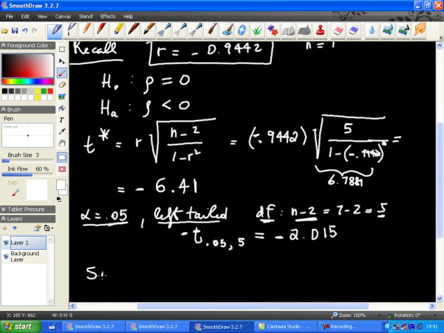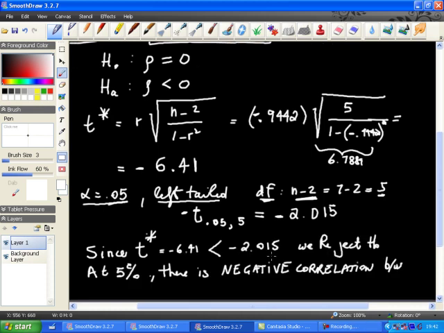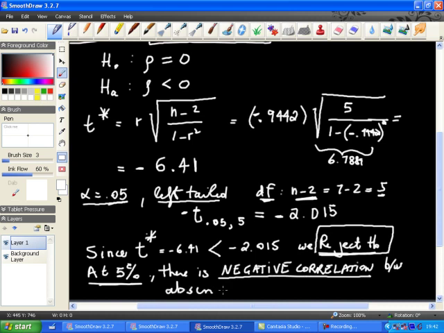So we can say that since t star equals minus 6.41 is to the left of the critical value of minus 2.015, being less than that, we can reject the null hypothesis. Rejecting the null hypothesis is a positive statement. So we did find a negative correlation between the absences and grades of the students. So, a clear-cut conclusion. This is the test for correlation.